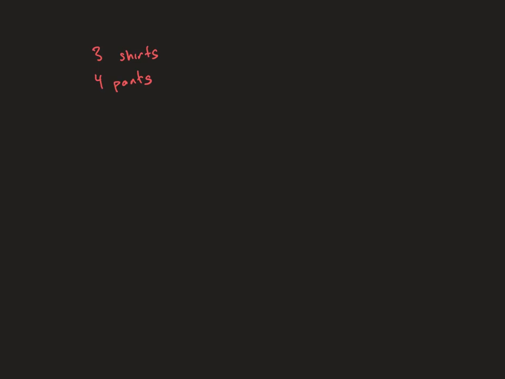So let's first think about this problem as, let's choose one of our shirts. Let's say that we have a red shirt, a blue shirt, and this is our green shirt. Let's just look at our red shirt. If we're wearing a red shirt, how many different pants can we wear with that red shirt? Well, the answer is 4 because we have 4 different pants. I'm just going to draw these lines to represent pants.